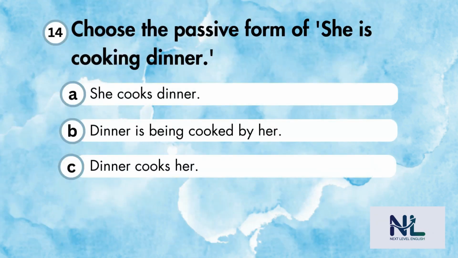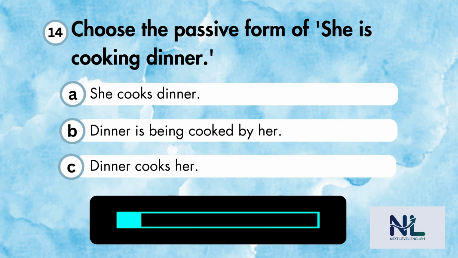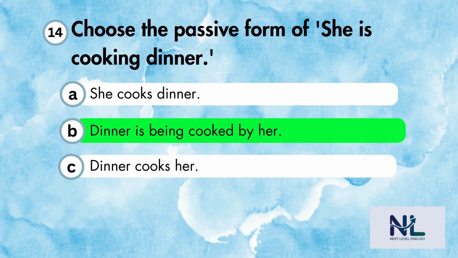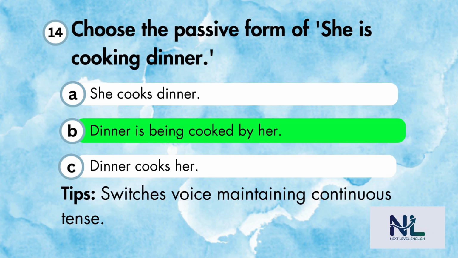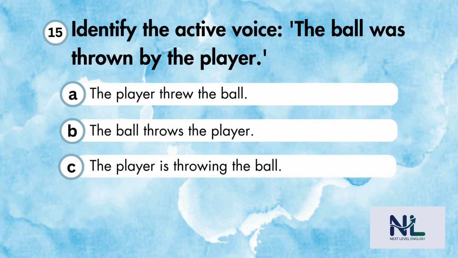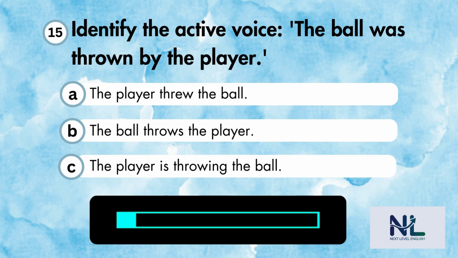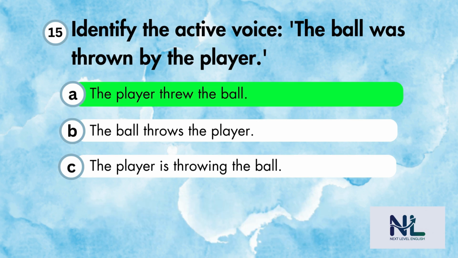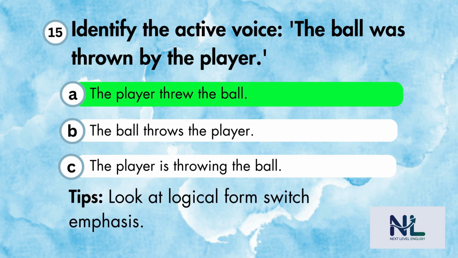14. Choose the passive form of she is cooking dinner. Dinner is being cooked by her. Tips: switches voice maintaining continuous tense. 15th. Identify the active voice. The ball was thrown by the player. The player threw the ball. Tips: look at logical form switch emphasis.